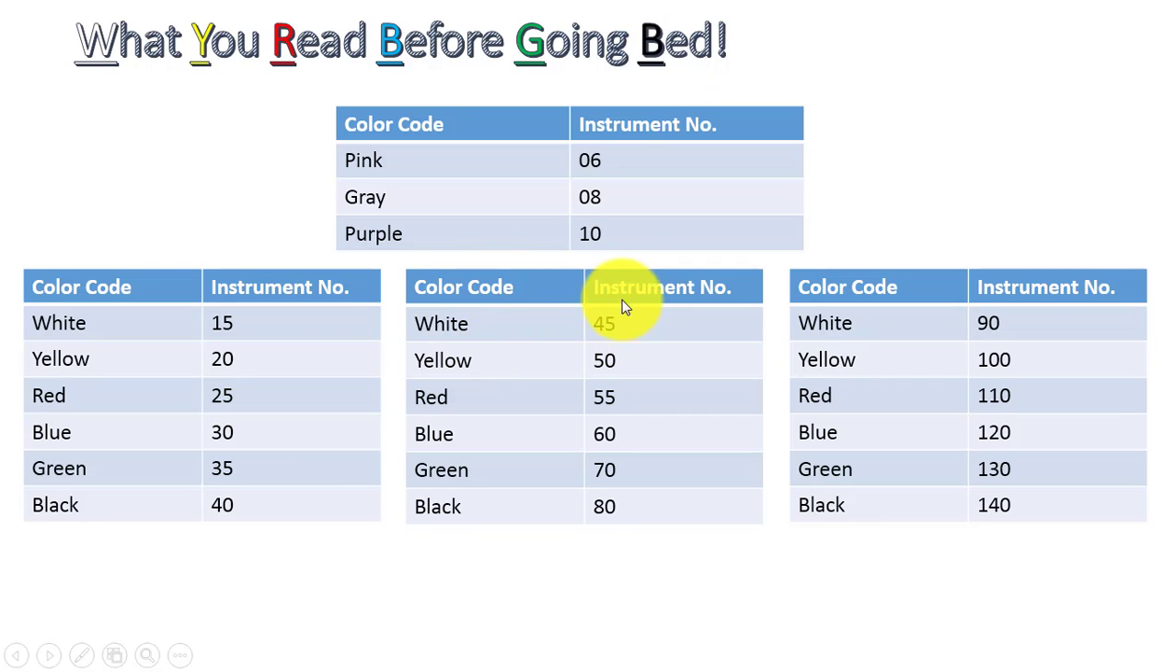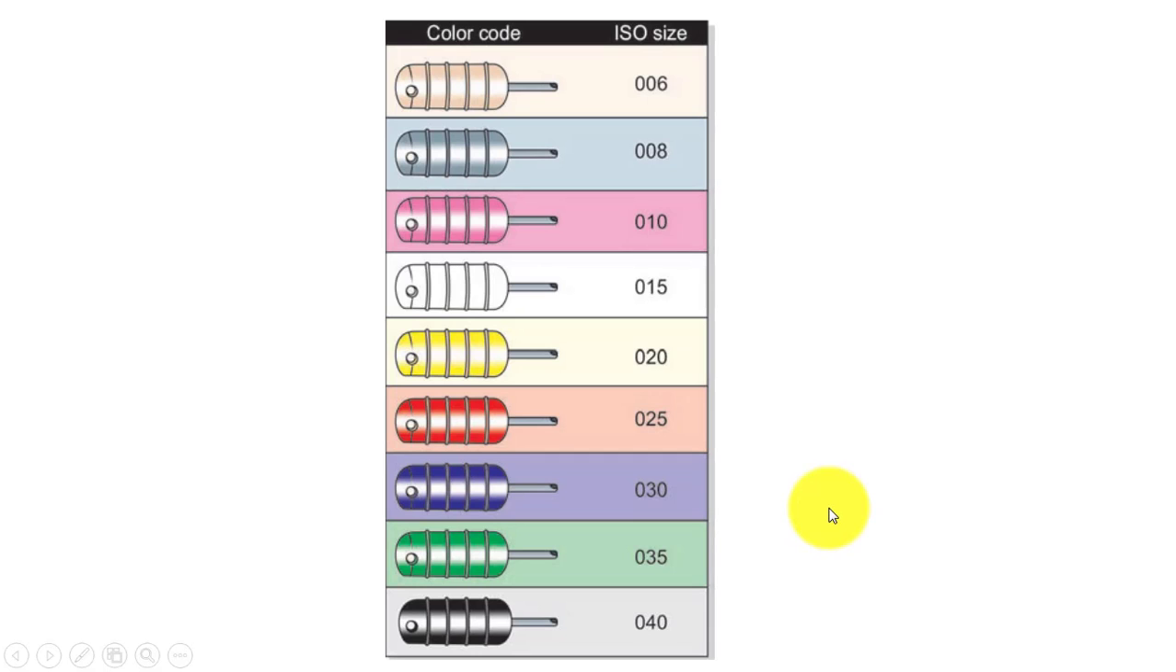Again, the same thing from 45 to 80, the same sentence: what you rate before going bed. And from 90 to 140, again the same sentence. White, yellow, red, blue, green, and black.